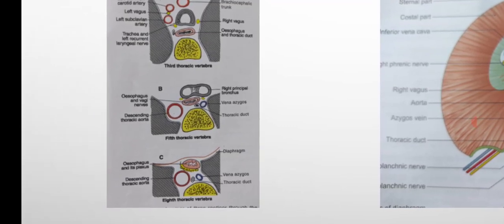Then in the posterior mediastinum, anteriorly there is the diaphragm and the esophagus.